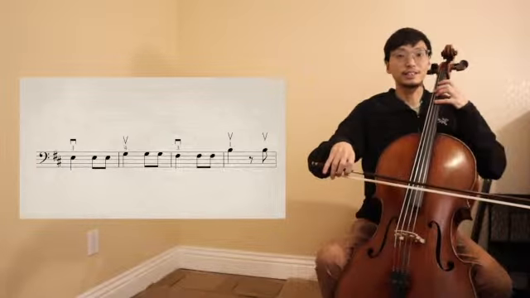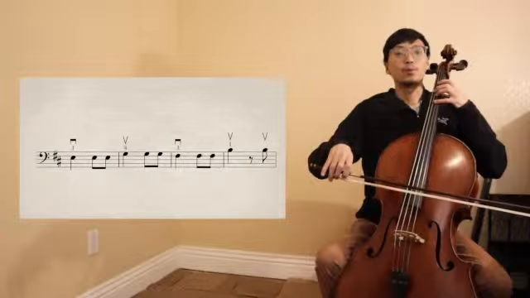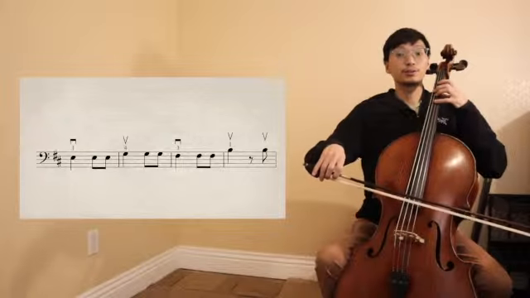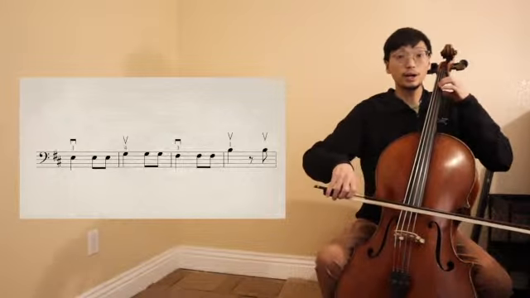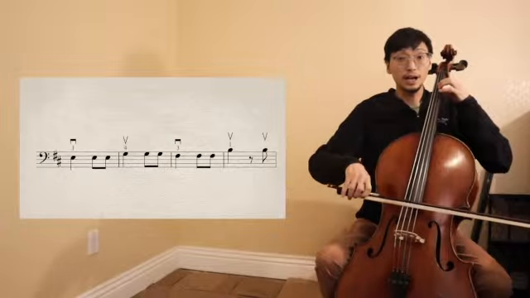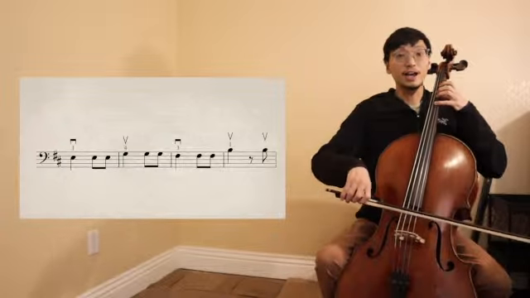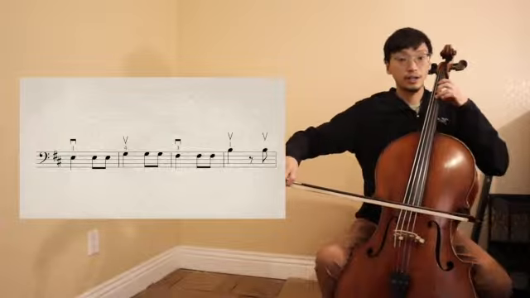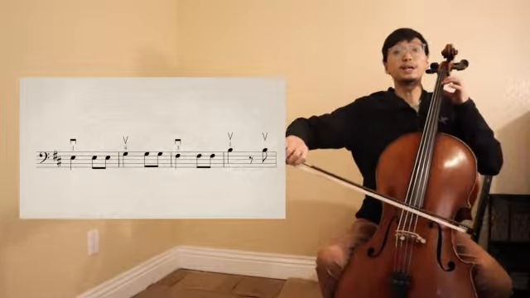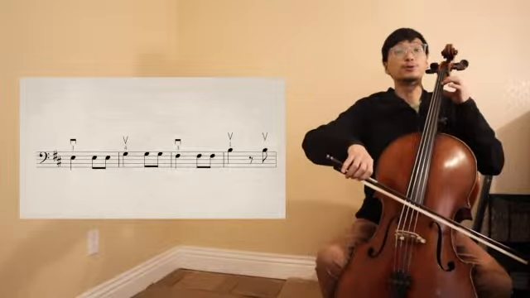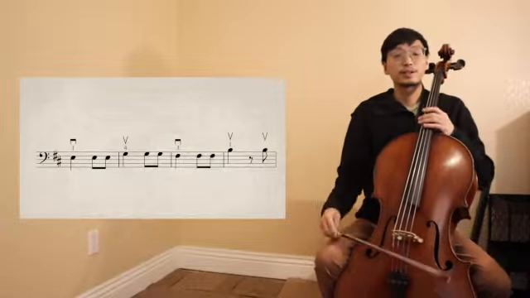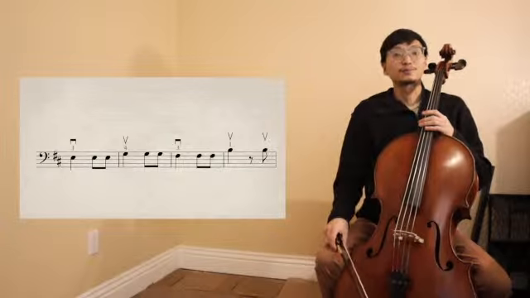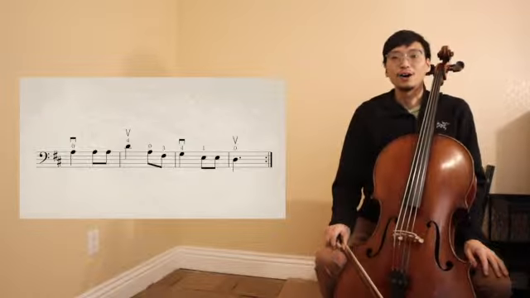So let's try this line together. 1 and 2 and 1 and 2 and G. 1 and 2 and F sharp. 2, B, and 2, pickup. All right, how did it go? Not too bad, right? Now, let's take a look at the last line.